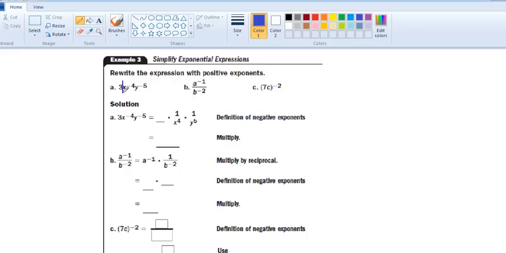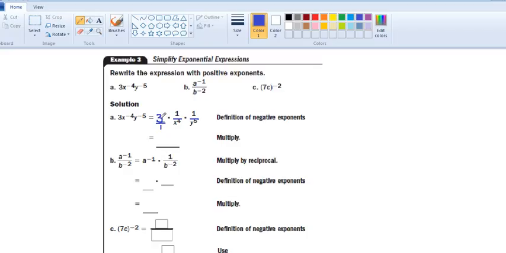Separate this into, we've got a 3 there times x to the negative fourth times y to the negative fifth. Well, 3 has an exponent of 1, so that's a positive exponent. So what we're going to do with that one is keep that up top. But x to the negative fourth has a negative exponent, so we're going to write that as 1 over x to the fourth. Same with y to the negative fifth. That's got a negative exponent, so we're going to write that as 1 over y to the fifth. Now I'm going to stick a little 1 here under the 3.